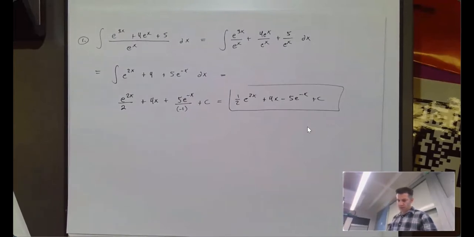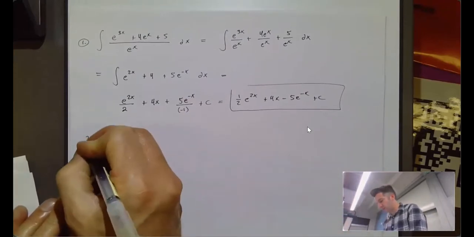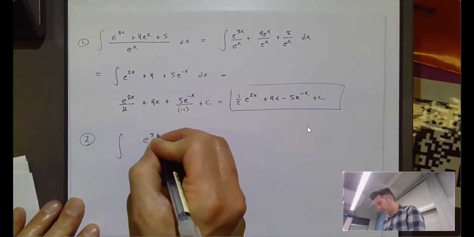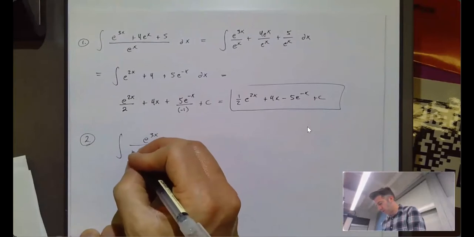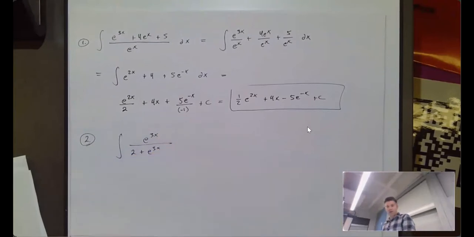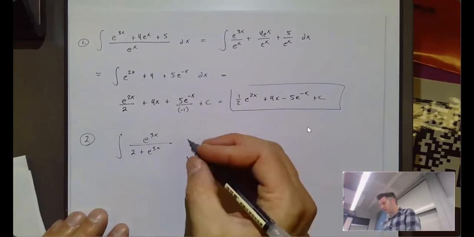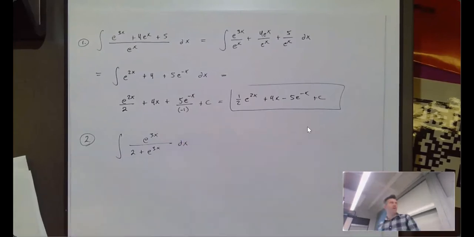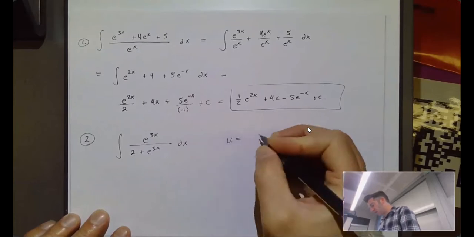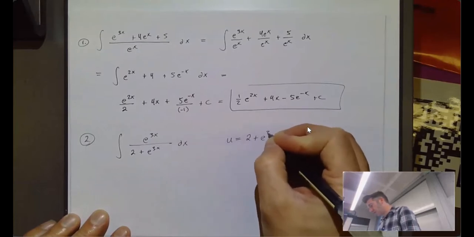Let's look at a similar but different problem. I've definitely seen this problem show up for a few people. Let's look at first this one. So let's say we want to find the integral of e to the 3x over 2 plus e to the 3x. So we're going to try a u sub here. This one seems like there might be a good u substitution. I'm going to try letting u equal 2 plus e to the 3x.